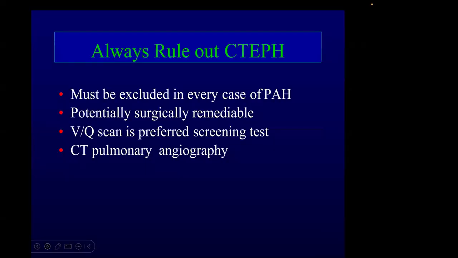Always rule out chronic thromboembolic pulmonary hypertension; it must be excluded in every case of PAH. It is potentially surgically remediable. VQ scan is the preferred screening test, along with CT pulmonary angiography.